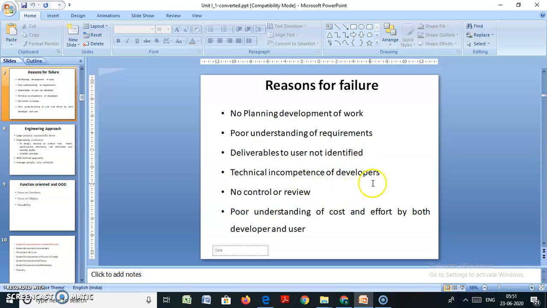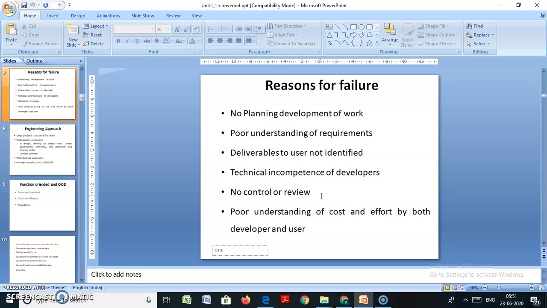Next, technical incompetence of developers. The developers develop the product, so if the developers have more knowledge and more skills, definitely we can deliver a good product. Otherwise, we may deliver a failed product to the customer. Next, no control or review. At the time of development we control the development process. Without control, we can develop the wrong product, that means a failed product. At the same time, review.